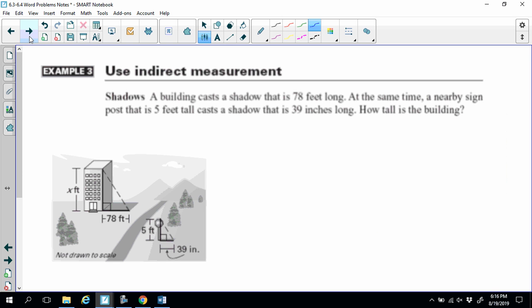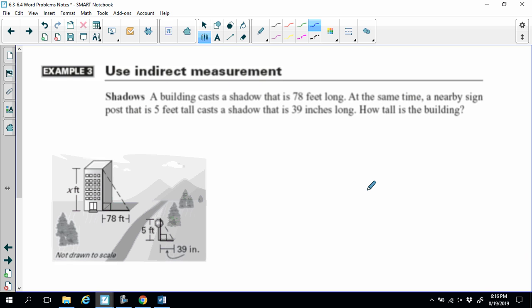Okay, so now our next one, example 3, this really comes from our section 6.4. So the last two were really coming from 6.3, example 3 and example 4, the ones we're going to do next, they're going to come from 6.4. So for example 4, we're going to use indirect measurements. Or sorry, this is example 3.